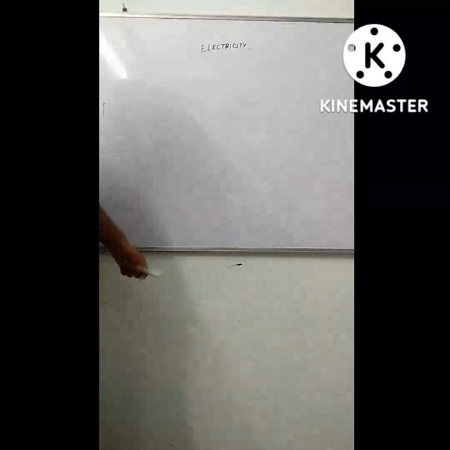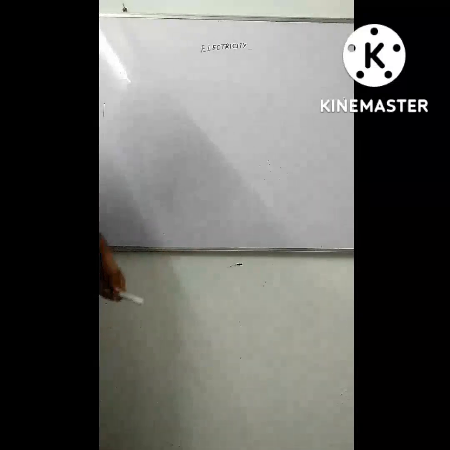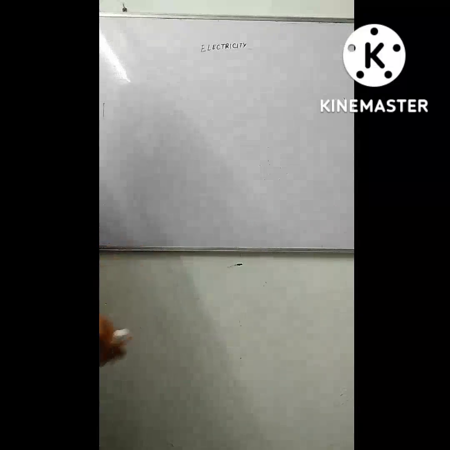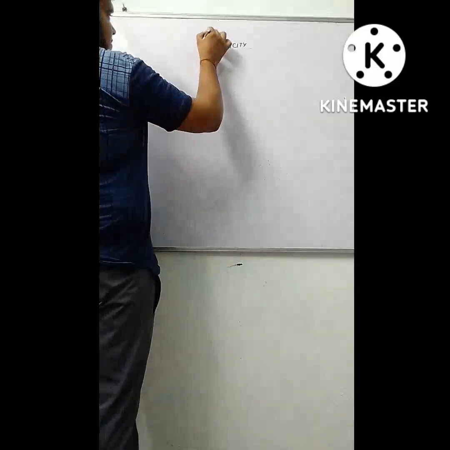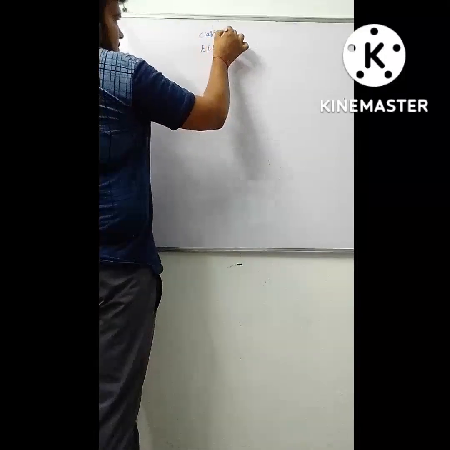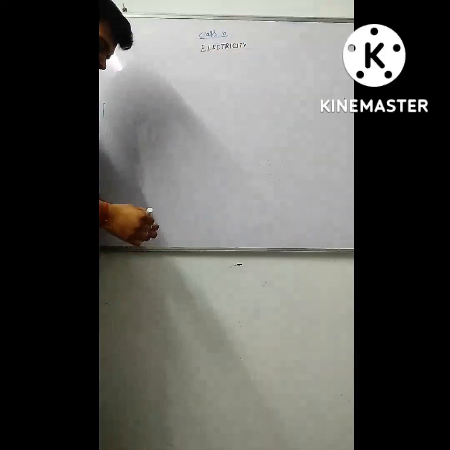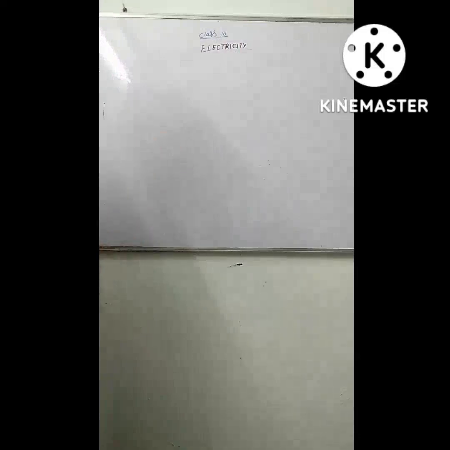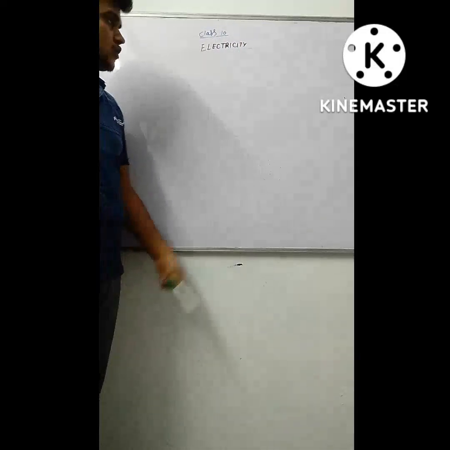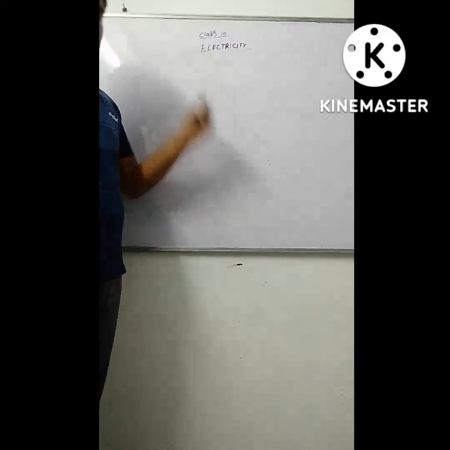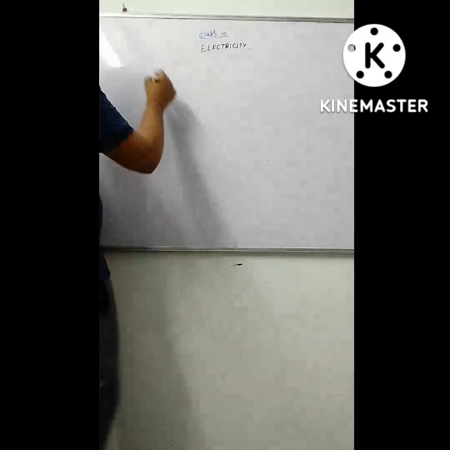Today we are here to study about electricity. It is a chapter of class 10. So, what is electricity? In modern times, we can see there are various equipment in our house that run on electric current. So, what is electric current?